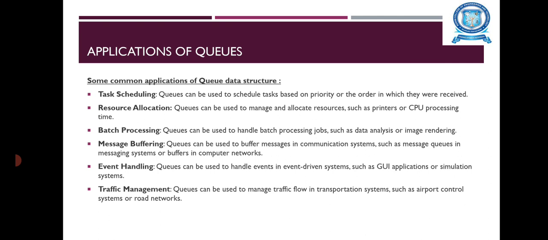Then next application is message buffering. Queues can be mainly used to buffer messages in communication systems such as message queues in messaging systems or buffers in computer networks. Then event handling. Queues can be used to handle events in event-driven systems such as GUI applications or simulation systems. The next one is traffic management. Queues can be used to manage traffic flow in transportation systems such as airport control systems or road networks.